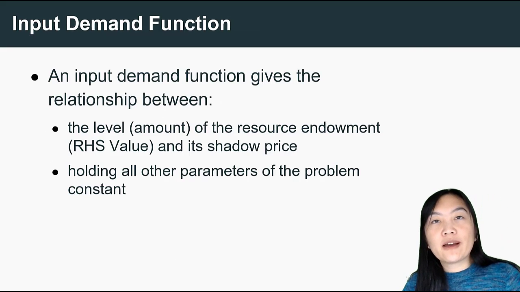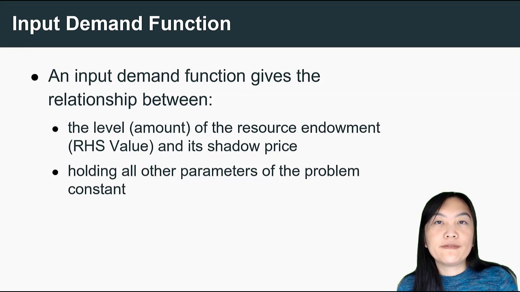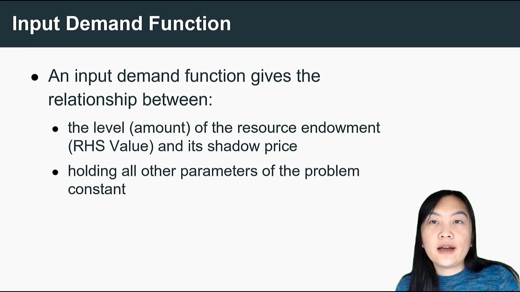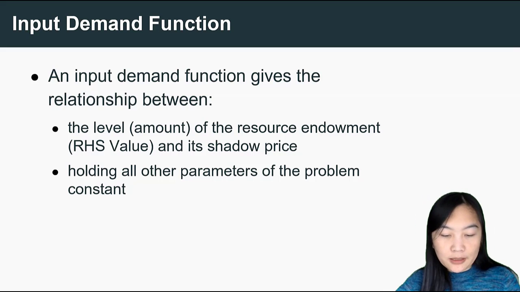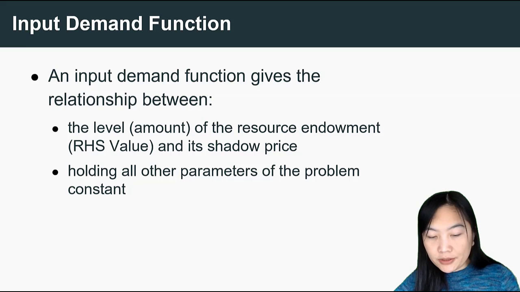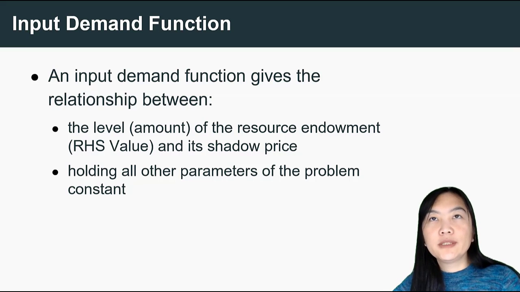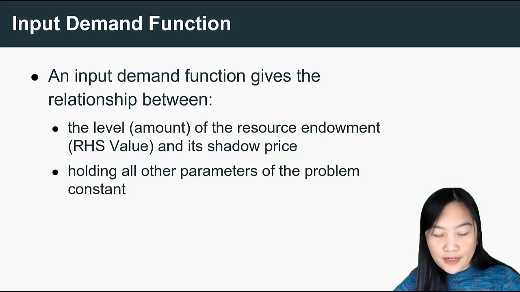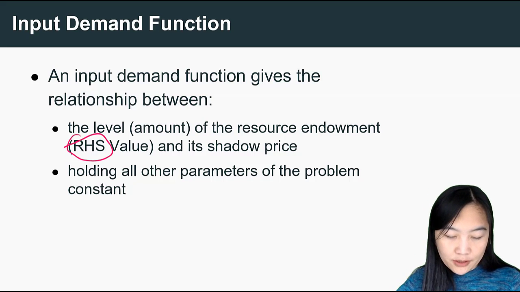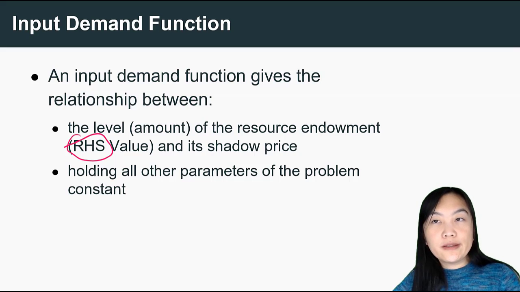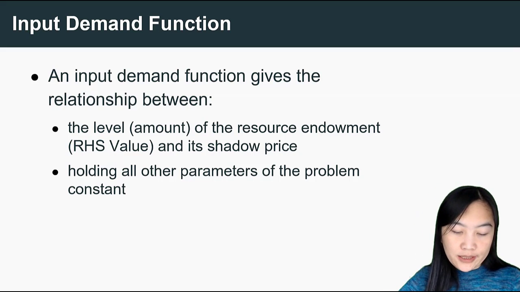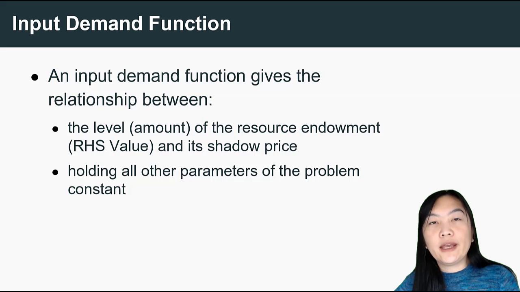So similarly, we can also generate an input demand function based on the sensitivity report. Let me take another example here. However, this time we're not focusing on the objective function coefficient. This time we're focusing on the right-hand side value, because usually this is constrained on the input.